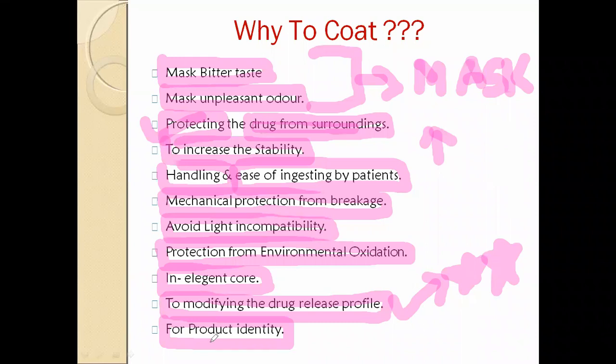So when we have a product identity, coating can be used for product identity also. And apart from that, we can use different types of colors in coating so that we can mask the uneven color, if there is any, in the blend. So these are some of the reasons why we go for coating.